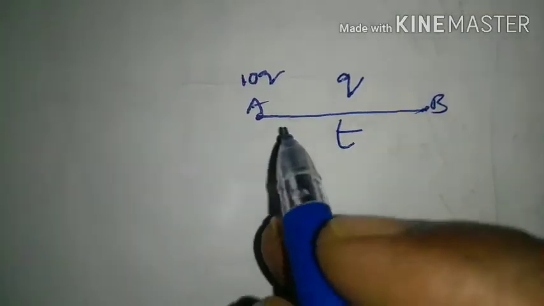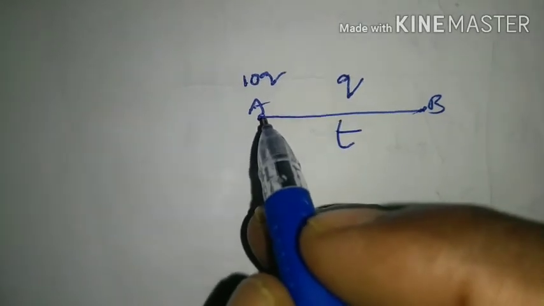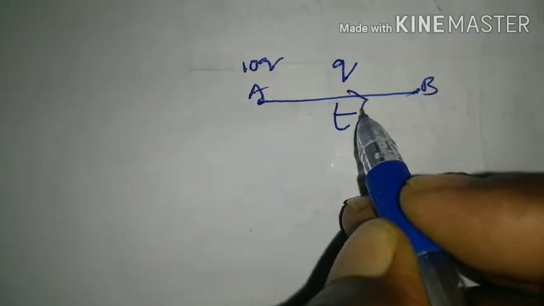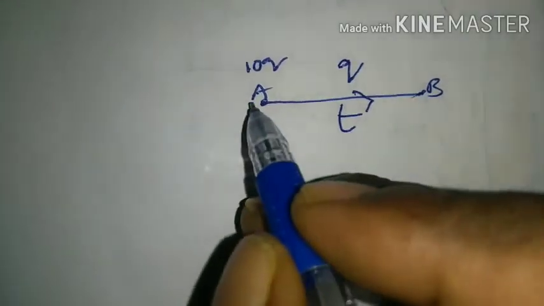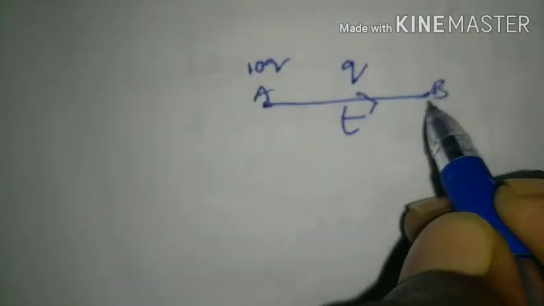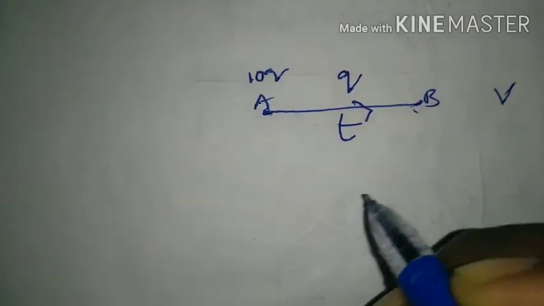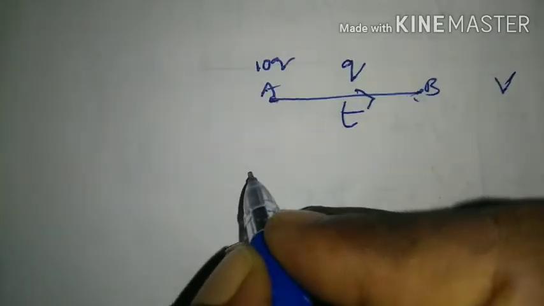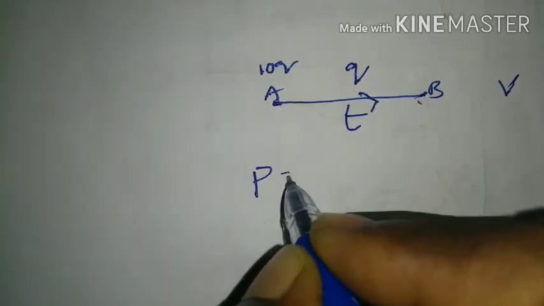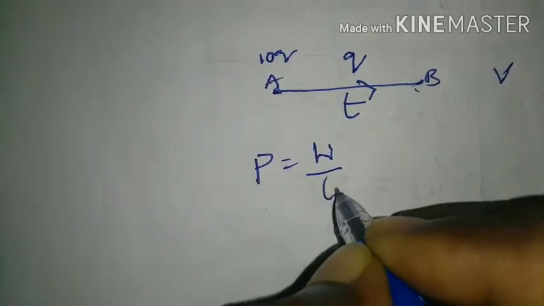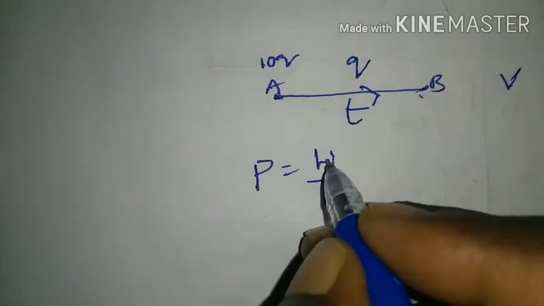Next, potential difference is defined as the work done to move a unit positive charge from one point to another point. It is called potential difference. Just mention V. After that, P is equal to work done by T.